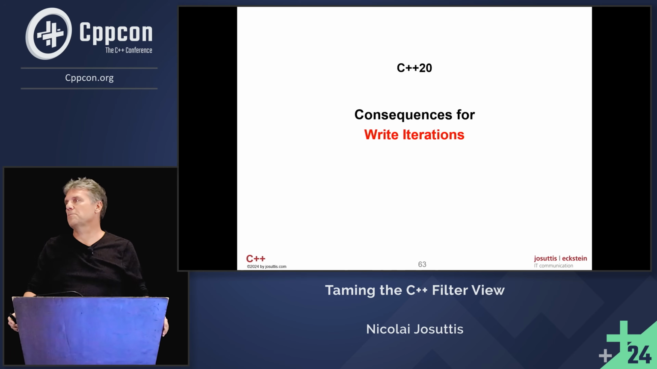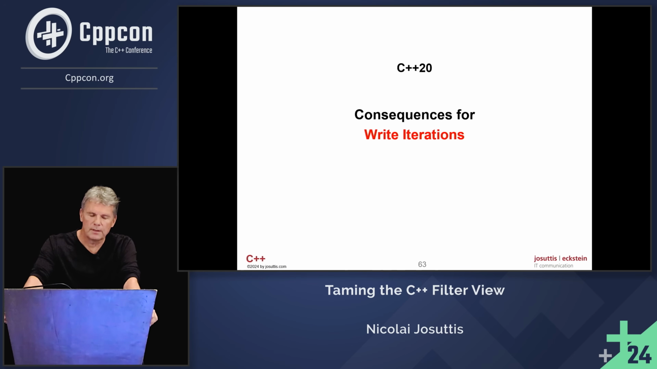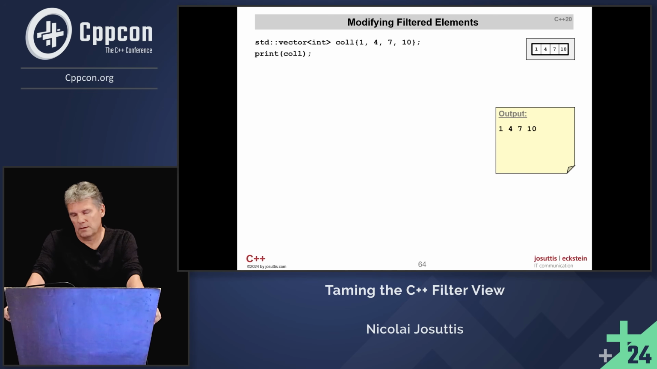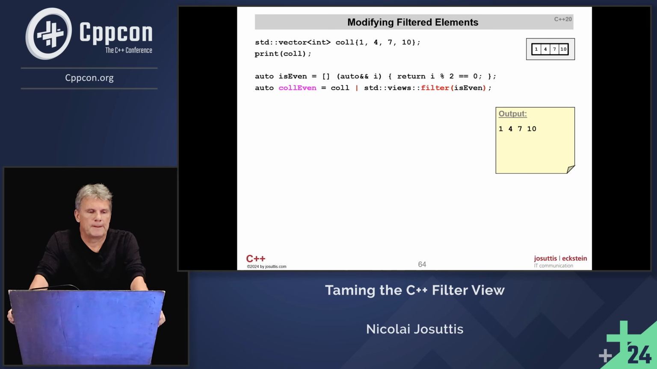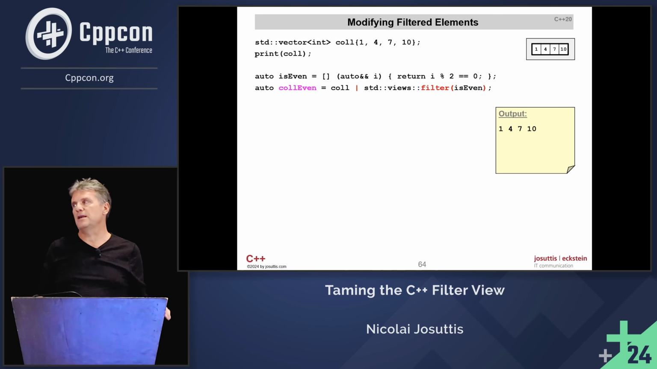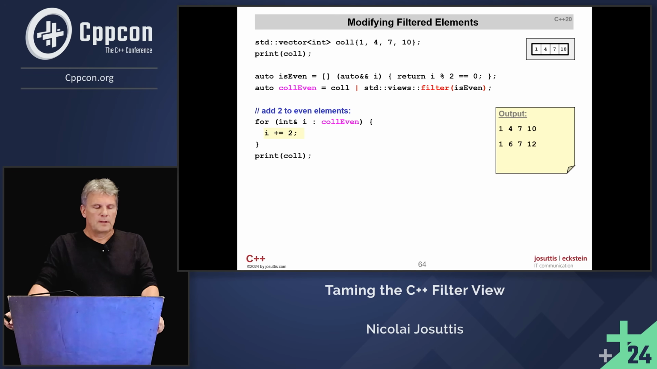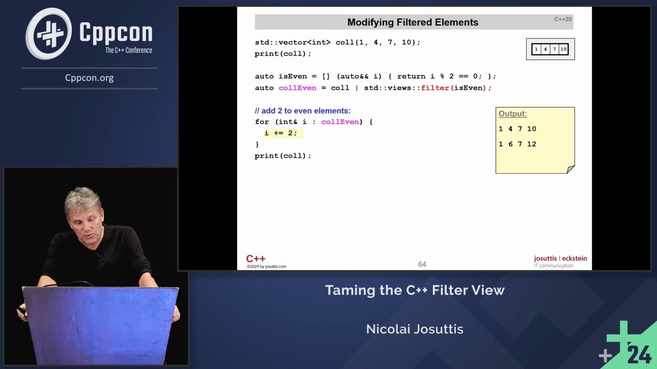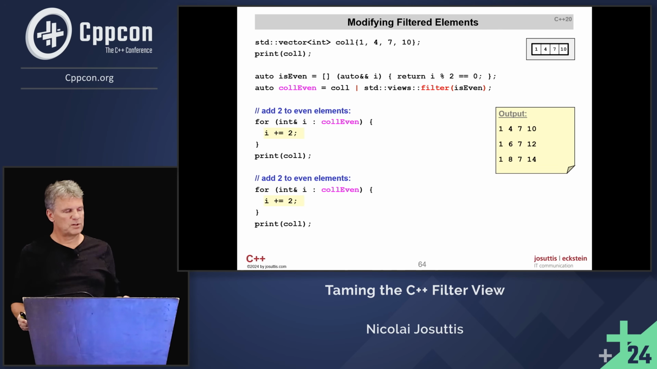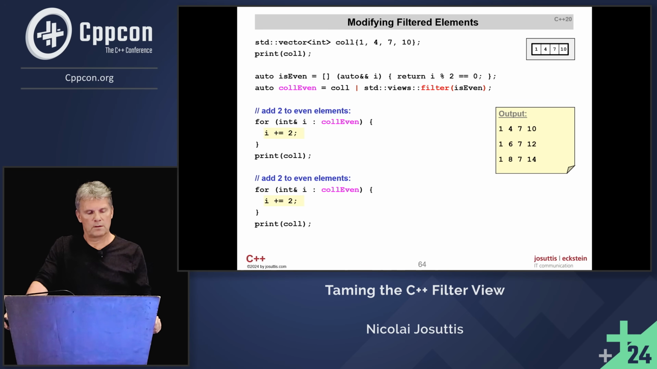Now let's talk about writes. Let's modify some elements using a filter, which in principle is allowed. So let's initialize a view that says, I only accept the even elements. Let's iterate over them and add 2 to them. And you see 1, 4, 7, 10 becomes 1, 6, 7, 12. Awesome. Let's do it once again. And you see, we use the view twice, which we defined on top here. Works fine.